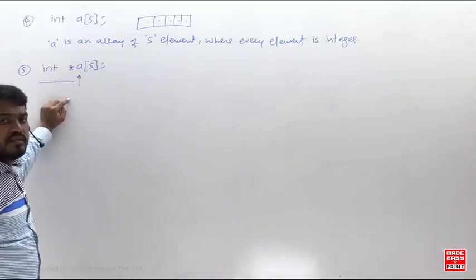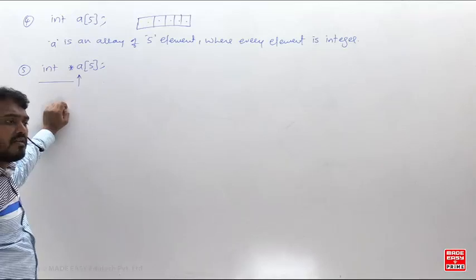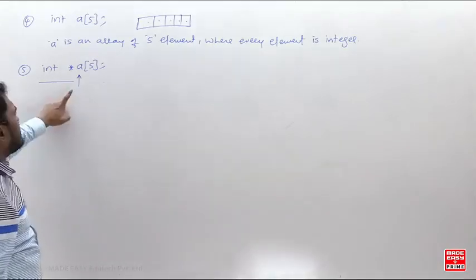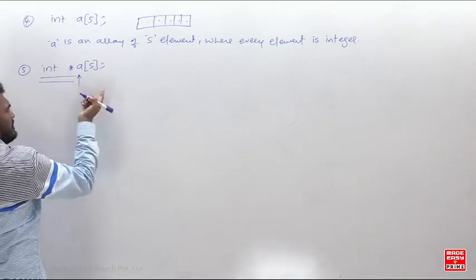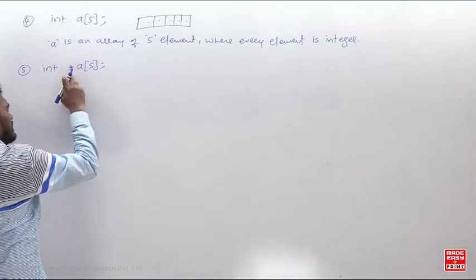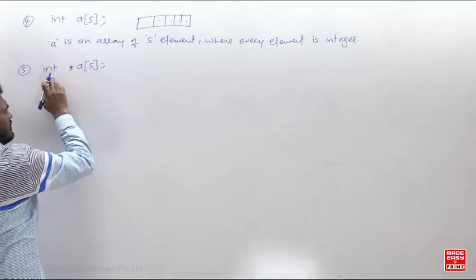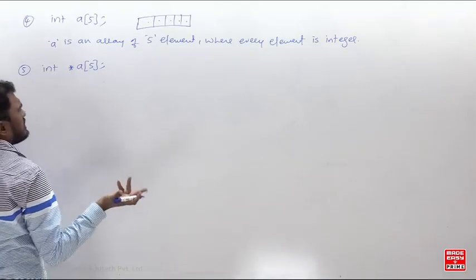So which one is having high precedence? Square bracket. So what should you say? First you have to say A is an array of 5 elements. Where every element is what? Integer pointer. So this is one way. The other way, generally we say that A is an array of pointers of type integer where we can store addresses of 5 integers. However you say it, the meaning is the same.